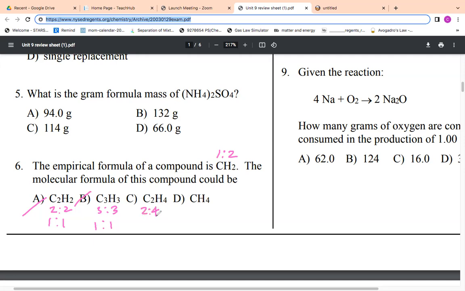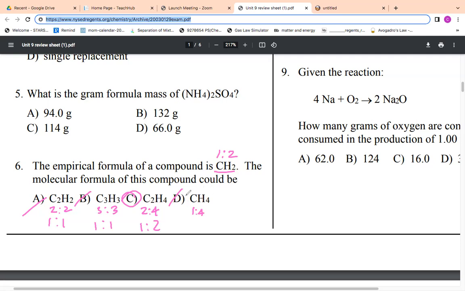C2H4, that is 2 to 4. We can reduce this. Both are divisible by 2. So if we divide 2 by 2, that's 1. And 4 divided by 2, that is 2. So this one does have the same ratio. So this could possibly have been the molecular formula for this empirical formula. Let's just check the other one. CH4, our ratio is 1 to 4. Yeah, this one doesn't make sense.